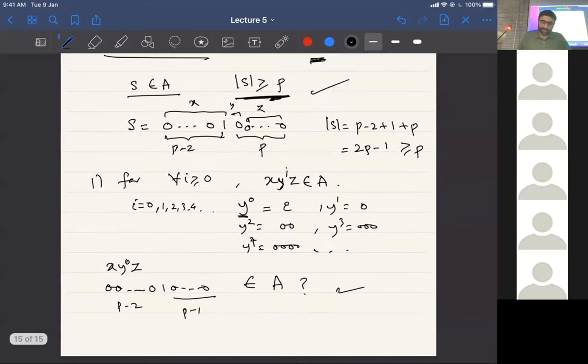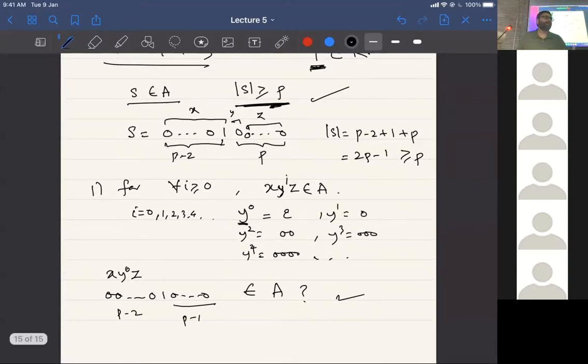So let's see what happens if I have just one Y. We already know that this is in the language. What about Y squared? Y squared would be zeros all the way, then we have one, then we have zero, then another zero because of Y squared, and then the remaining zeros. How many remaining zeros? P minus one. So we have two more. P minus one plus two is P plus one. Is this string in language A or not?